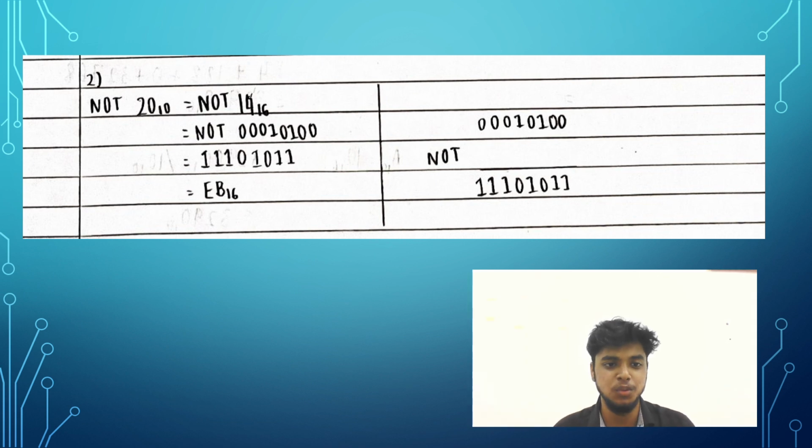Okay, step 2. Next is not C, where C is replaced with 20, and the 20 decimal is converted to binary, which is 0010100. Since we have not, we have to reverse the bits, which will end at 11101011. The final number has to be converted to hexadecimal, which is EB.